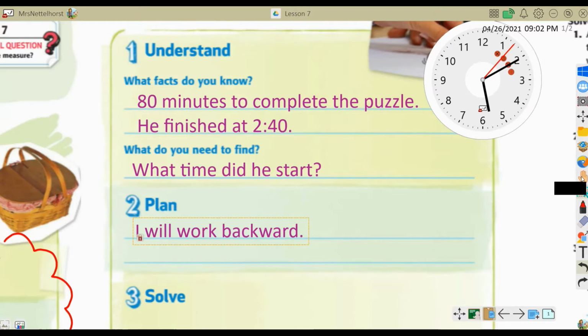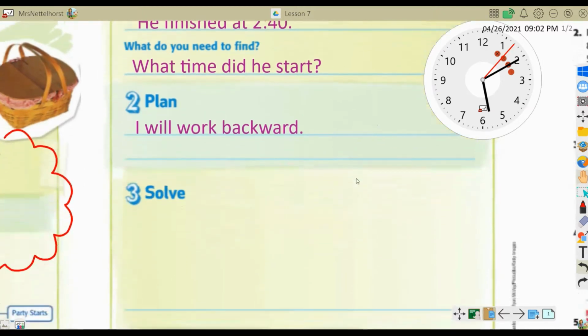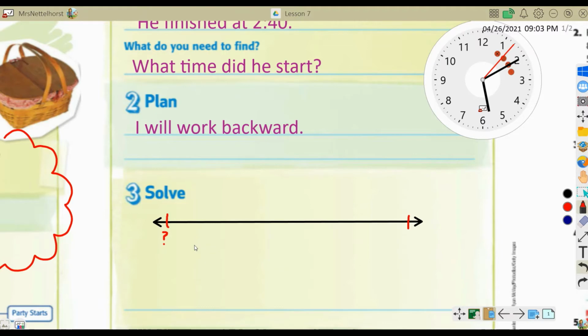So now I'm going to go down here and I'm going to draw my number line. Okay, here's my number line. And I'm going to make a tick mark for my start time and a tick mark for my end time. Now I already know I don't know my start time, so I'm going to put a question mark there. Ooh, that's a really nice question mark for writing it with my mouse. I try to give myself credit whenever I can for doing something good with my mouse.